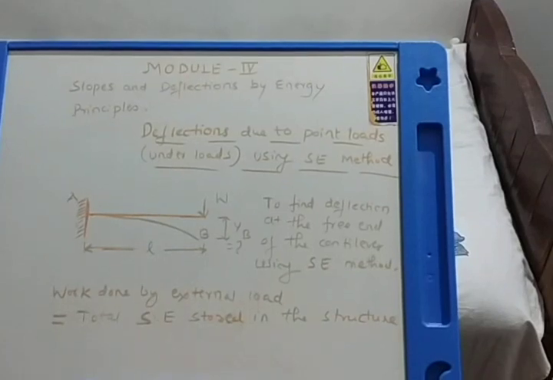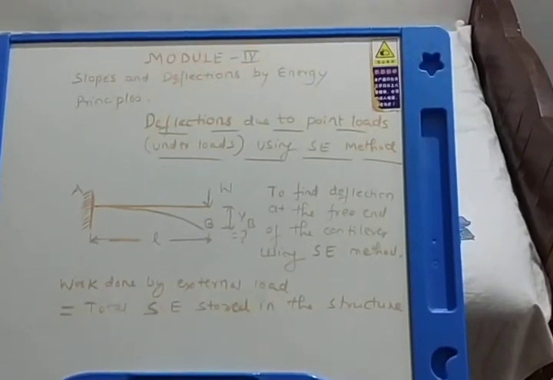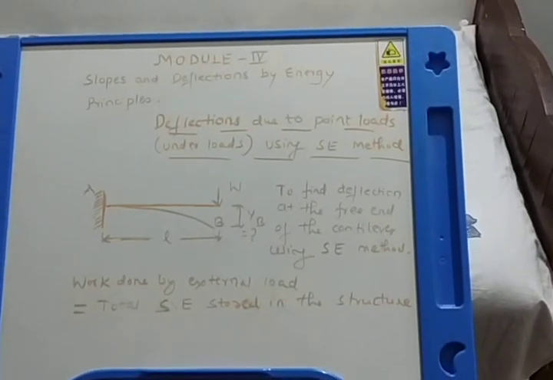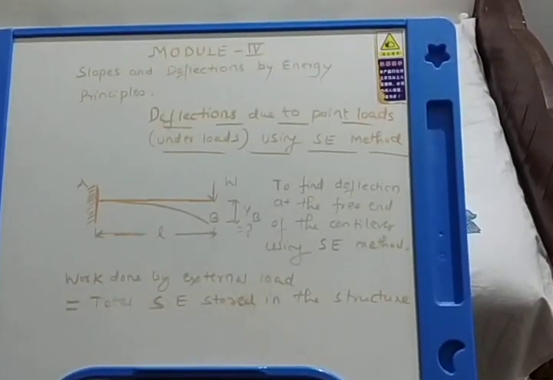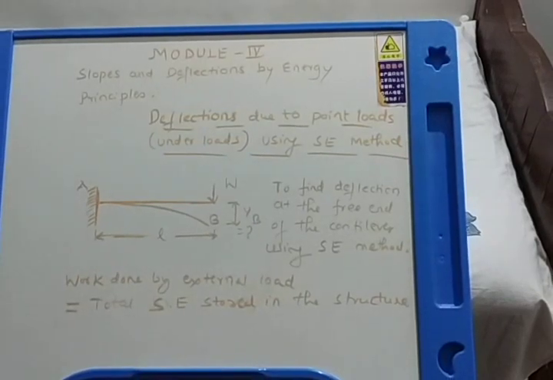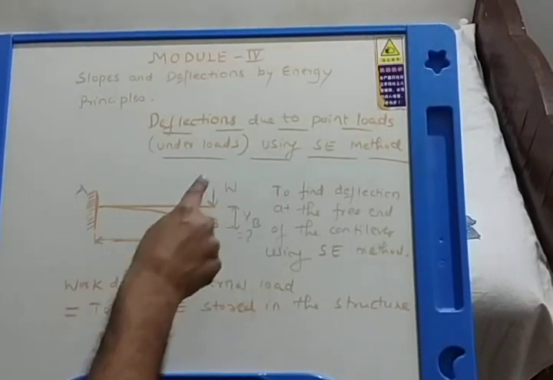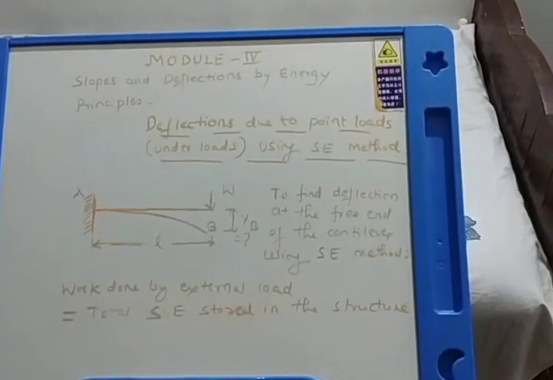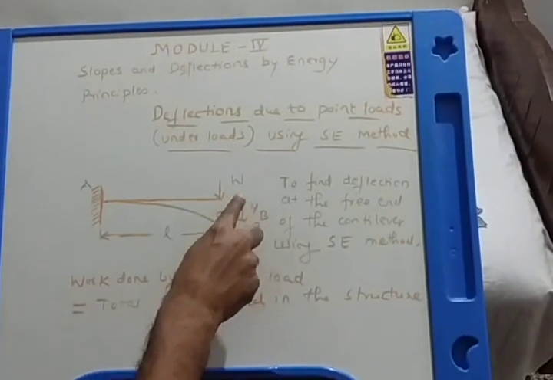I hope you have understood the question, because you need to understand the question very well. So I have started now the application of the strain energy, and this is my first problem. The problem is very simple in nature. It's a cantilever subjected to a concentrated load at the free end, and using strain energy principle, what is to be found out is deflection at the free end, that is YB.